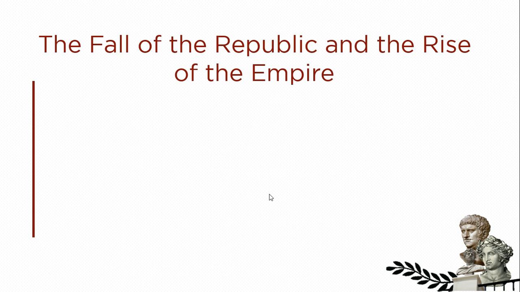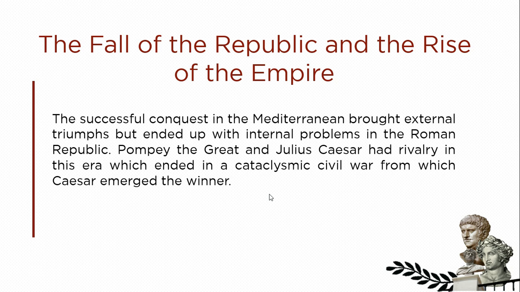The fall of the Republic and the rise of the Empire. Rome had been stunningly successful in conquering the Mediterranean, but these external triumphs ended up creating dire internal problems in the Roman Republic. The fruits of conquest were not evenly distributed, and by the dawn of the first century BC, nearly every segment of society was burning with resentment, including the half citizens and allies in Italy, ordinary Roman citizens, enslaved foreigners, and even the elite families.